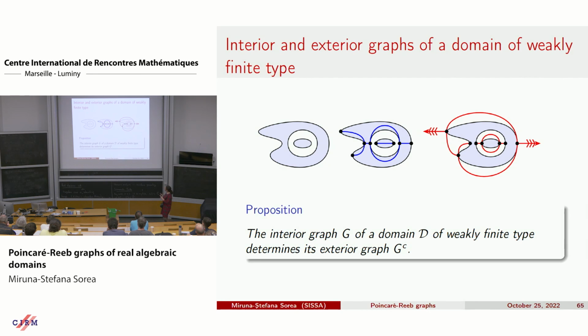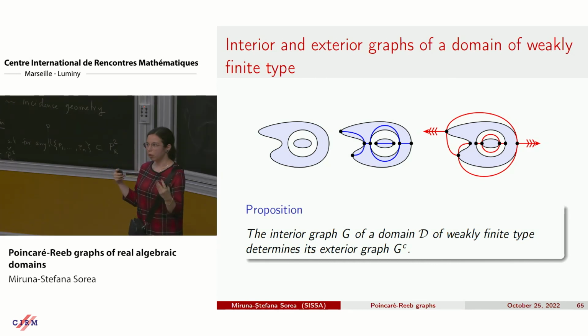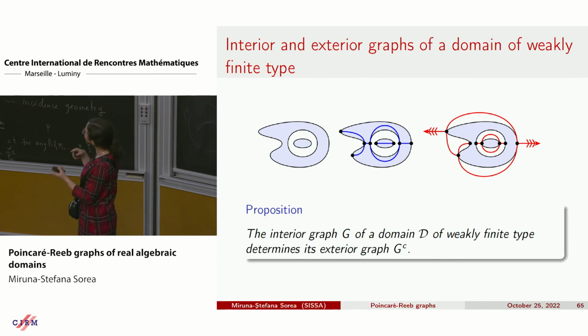And one more thing I want to say is that these graphs turn out to be useful also for computing the number of ovals and of lines of the boundary of your domains. And moreover, you can also control the complement of the given domain, because it turns out that if you take the graph of the complement of the domain, the two are determined one by the other. So the interior graph determines the exterior graph. It might be interesting to see how they meet.